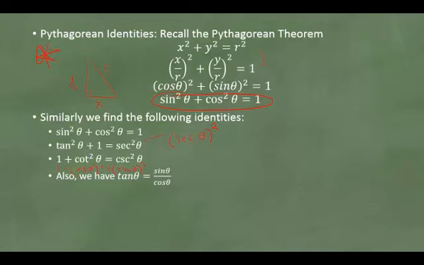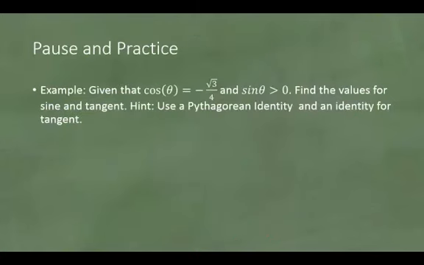Right? And also, because tangent theta is equal to y over x, we also have that tangent theta is equal to sine theta over cosine theta. Why is that? Well, sine theta is y over r. Cosine theta is x over r. So the r's cancel actually, and we're left with just y over x. So we get the same thing back. There's no difference. Alright, so pause and practice this last one on your own. You're going to have to use a Pythagorean identity and the identity for tangent that I just mentioned.